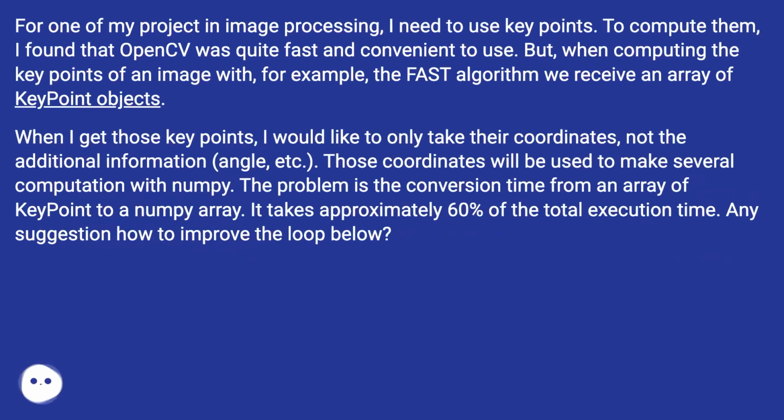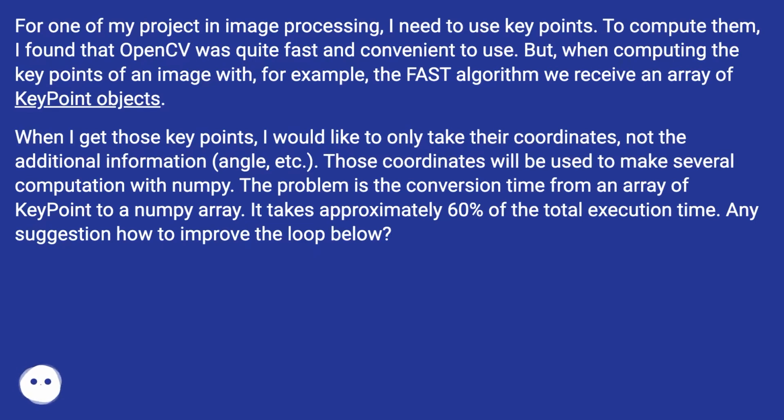But when computing the key points of an image with, for example, the FAST algorithm, we receive an array of key point objects. When I get those key points, I would like to only take their coordinates, not the additional information, angle, etc. Those coordinates will be used to make several computations with NumPy.